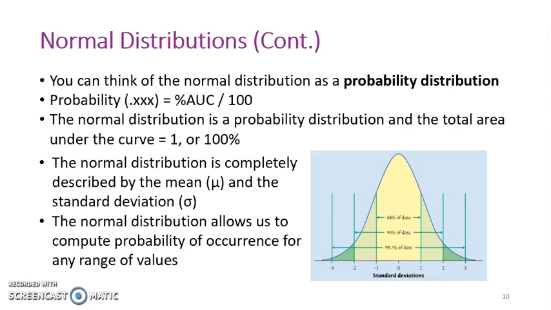The empirical rule of the normal distribution states that for a normal distribution of scores, 99.7% of the data fall within 3 standard deviations above or below the mean.